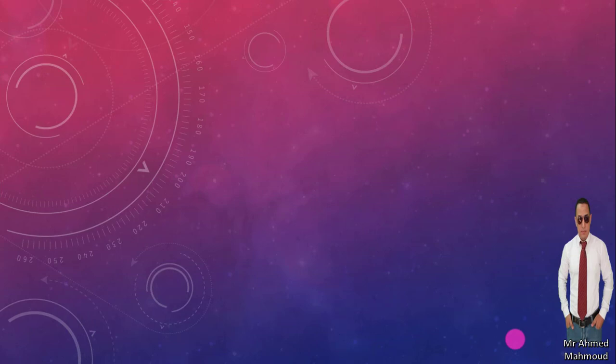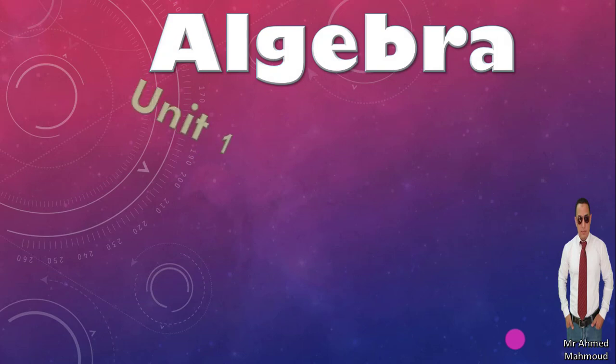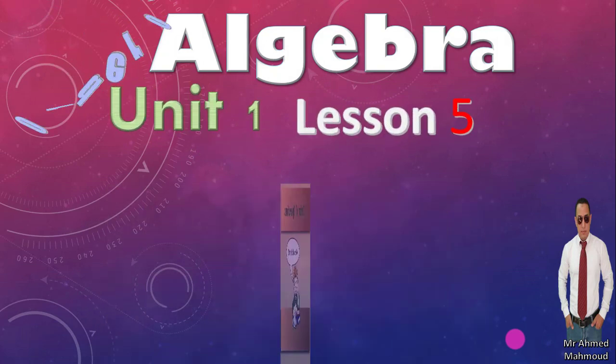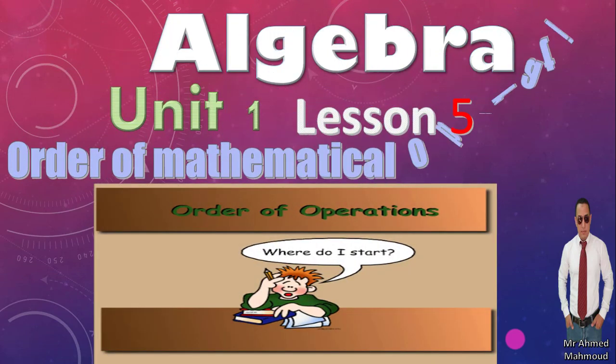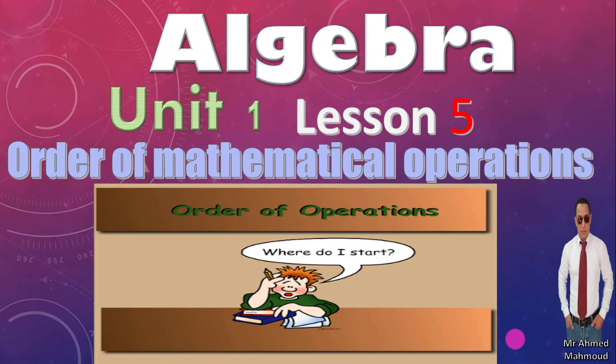It's Mr. Ahmed Mahmoud with you today to introduce a new mathematics lesson. Today, inshallah, we have algebra. It's unit 1, lesson 5. The lesson is called Order of Mathematical Operations. In this lesson, inshallah, we are going to learn how we can evaluate a mathematical statement that includes plus, minus, times, divide, powers, and brackets. And how can we start? Okay, let's start the lesson.